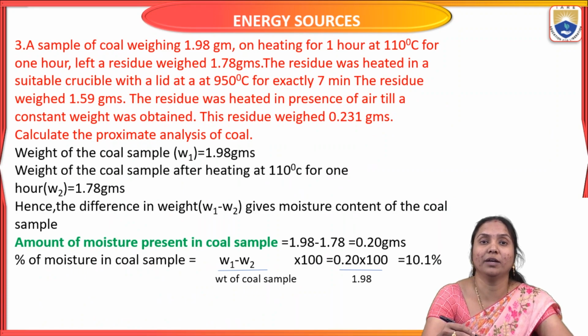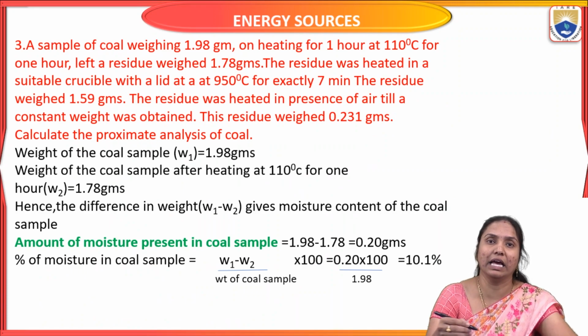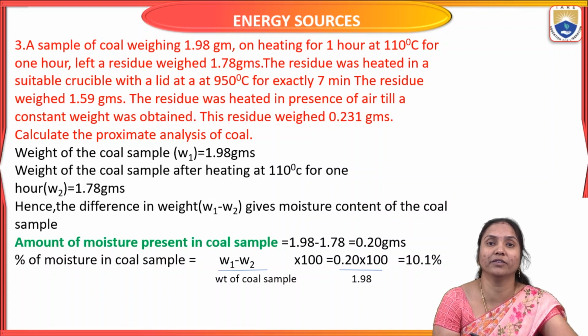Now let's discuss one more type, approximate analysis: how much percentage of volatile matter, moisture content and ash content is present in a coal sample. In this coal sample, we can calculate the percentage of moisture content, volatile matter and ash content. How can we calculate the fixed carbon also? So how can we calculate these percentages present in a coal sample?